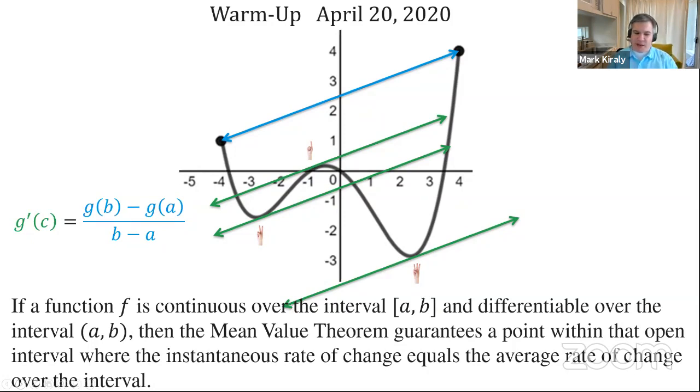Okay, so I hope everyone's good with that. You can see the green lines are that derivative right here, right? And then those are these guys, 1, 2, 3. And then the blue is our secant line that we're trying to be parallel to.